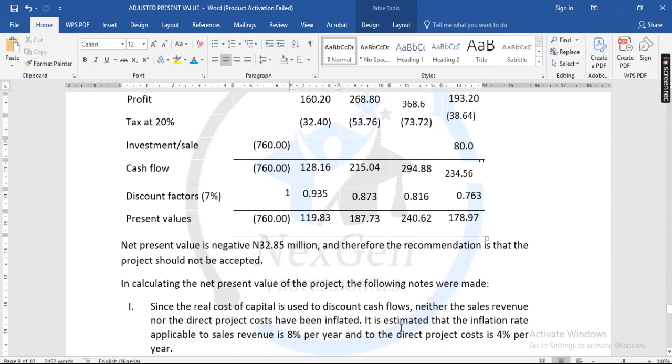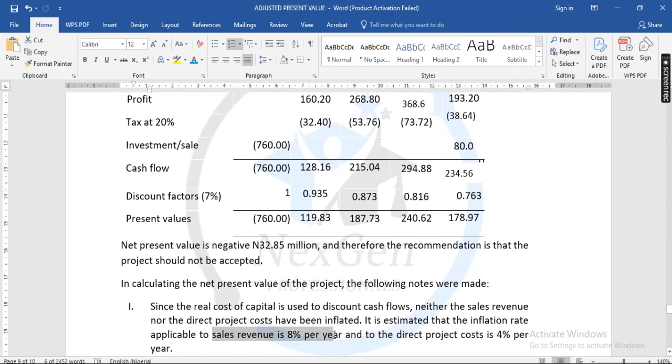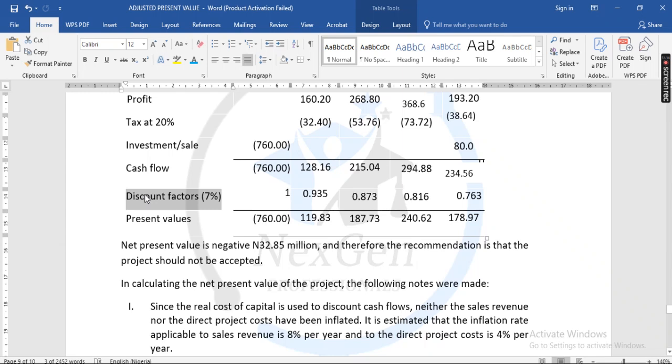inflated. It is estimated that the inflation rate applicable to sales revenue is 8% per year. That is the inflation rate. What it means is that your sales will increase by 8% per year, and the direct project cost is 4% per year. Now, what it means is that this is the real cost of capital. They've not projected this particular NPV with the inflation, and that is why what they use to discount it is real cost of capital.